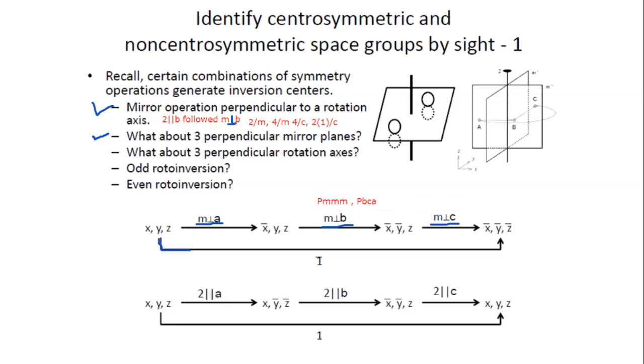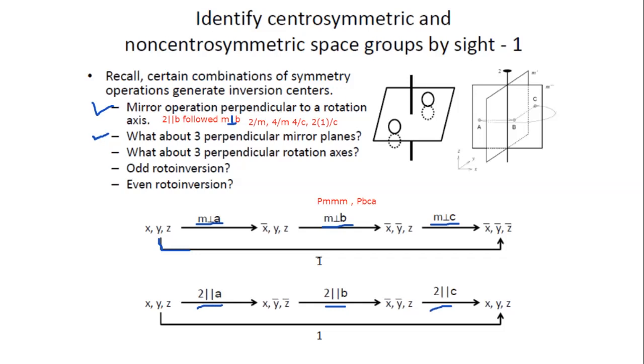Now, does the same hold true if we have 3 perpendicular rotational axes? So if we take a twofold parallel to A, and then a twofold parallel to B, and a twofold parallel to C, can we generate an inversion center? And if we look at the bottom, the answer is no. So if you have 3 perpendicular rotational axes, they do not generate an inversion center.